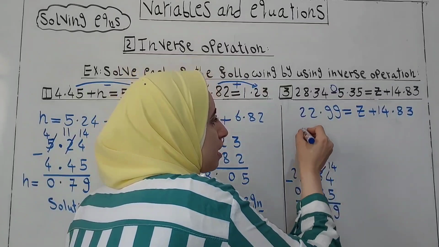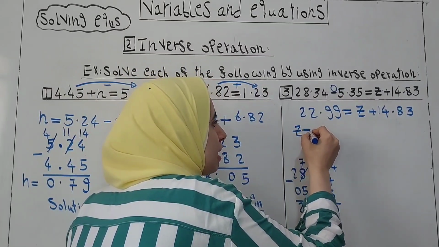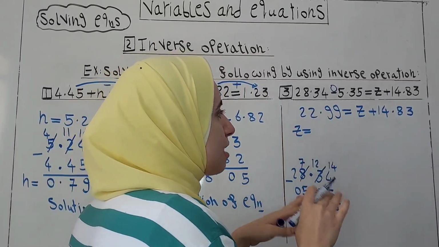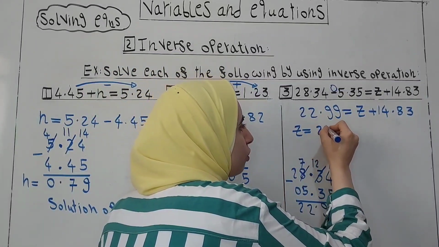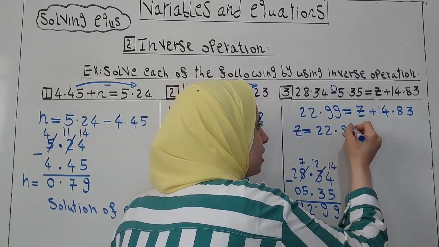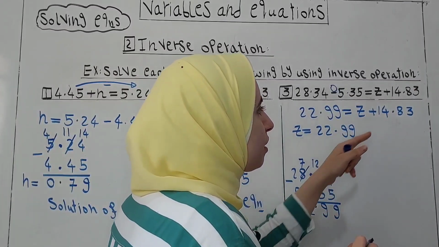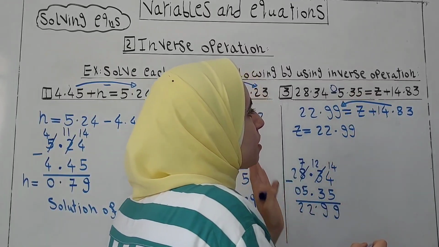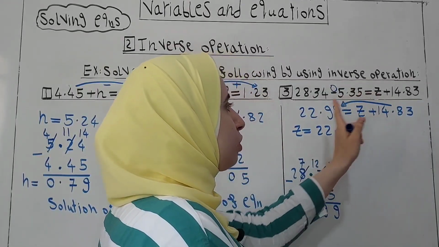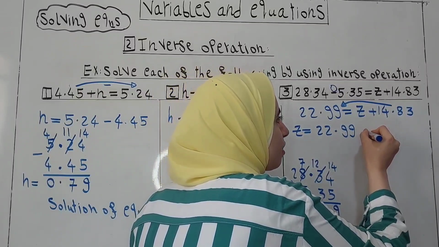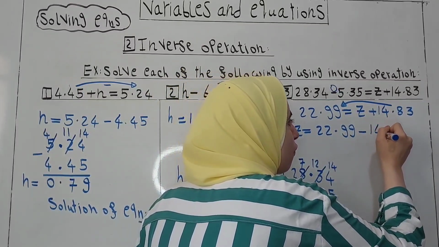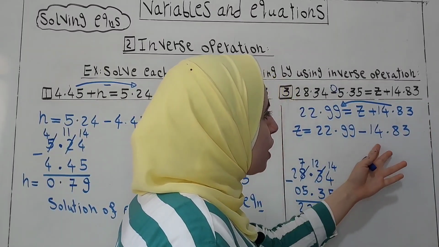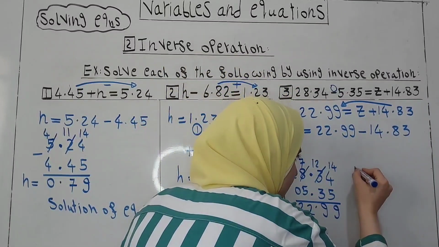So we write Z equals, and we write the number after the equal sign as it is. So we write 22.99. And we transpose this number to the opposite side by the opposite sign. Here it is positive, it will be negative. So we write minus 14.83. Now we need to get the difference.